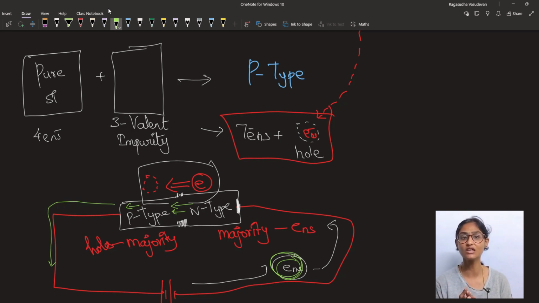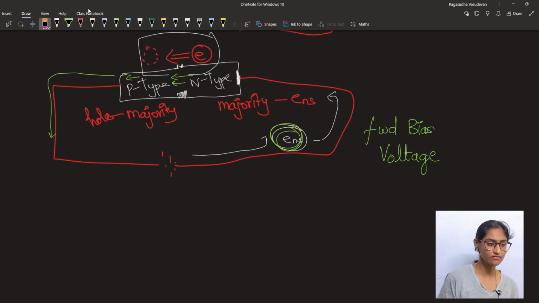What is forward biasing? When the positive terminal of the battery is connected to the P-type material, this is called forward bias, and above a particular voltage the conduction happens, and this voltage is called the forward bias voltage. Say for example you are reversing the battery.